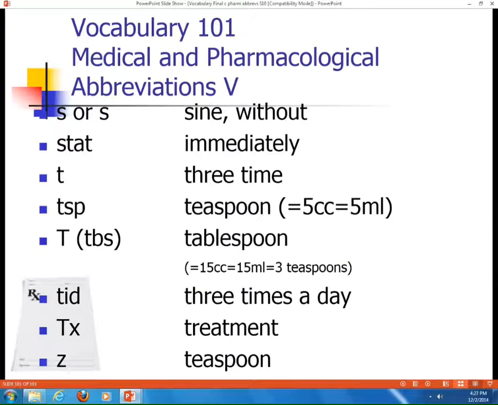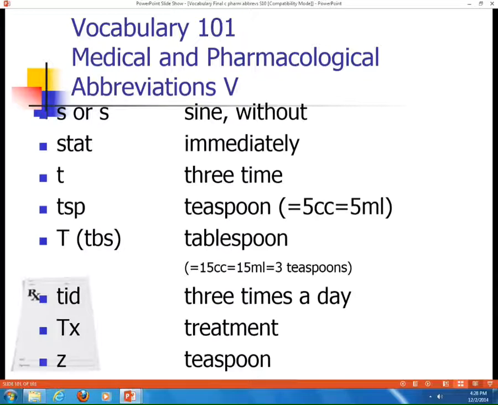S, or S with a line over it, sine, which means without. So C is with and S is without. Stat, do it immediately. T, 3 times. And again, this is where the T gets in a lot of trouble, because little t means teaspoon in some places, or TSP, teaspoon. So that's why sometimes it's better just to write these things out.